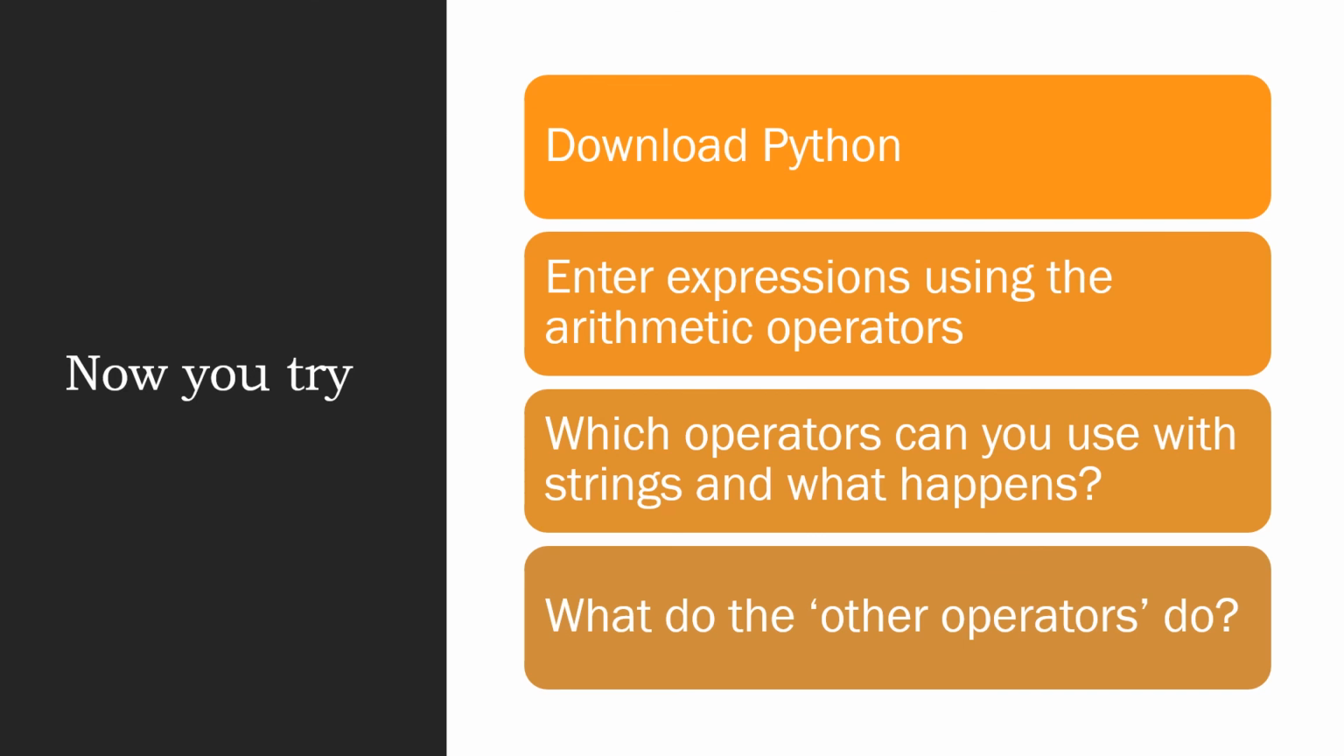Your task now is to make sure that Python is on the computer that you're going to use, to try out some different expressions using the arithmetic operators with numbers and with strings. Work out exactly what happens when you use different operators with strings. Some of them you can't use at all, you just get an error. And those 3 extra operators that I showed you, 2 stars, 2 divide signs, and the percent sign. See if you can explore and find out what those operators do. I'll give you the answers in the next lesson.